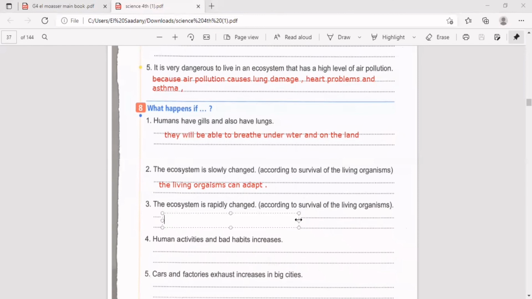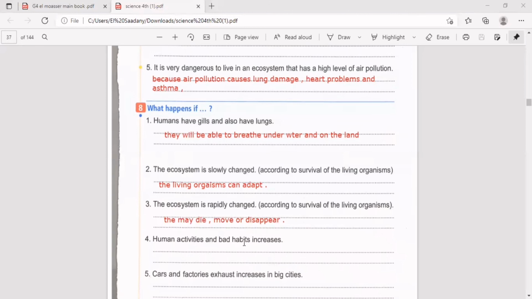They don't have time to change. They don't have time to adapt. So they may die, move. Okay, they can die, they can move, they can disappear. And actually, some animals can just go extinct. Okay, what happens if the human activities and bad habits increase?